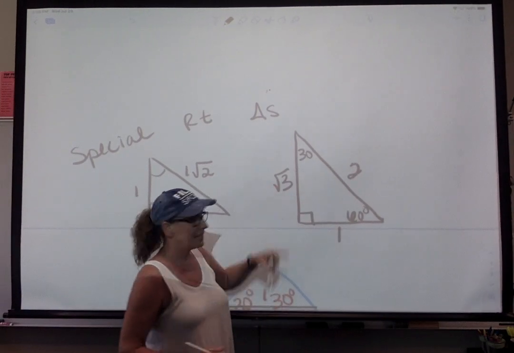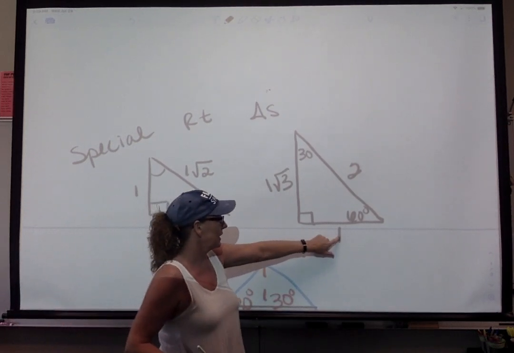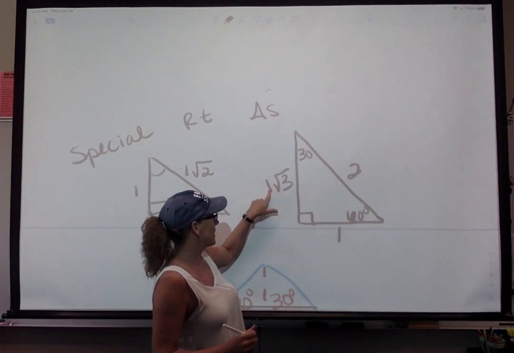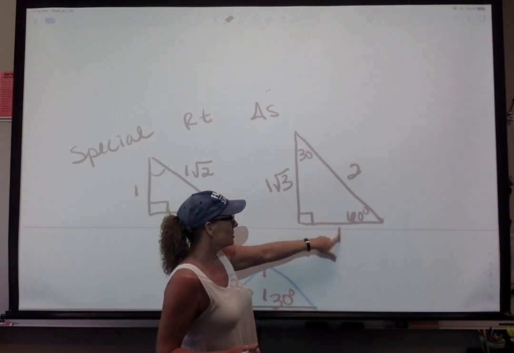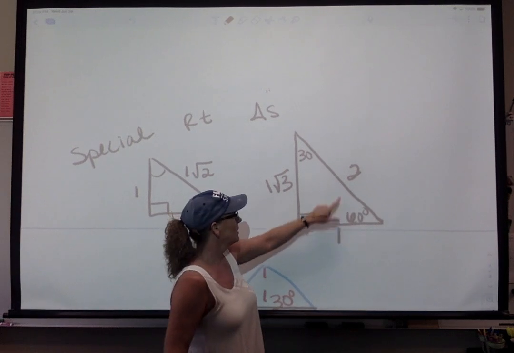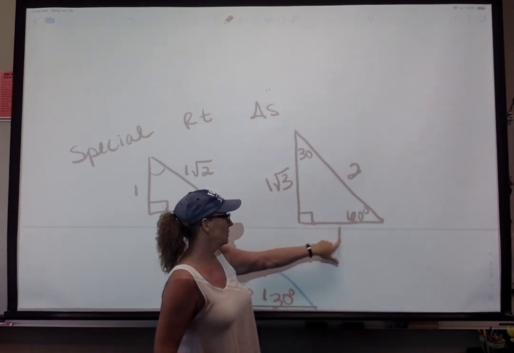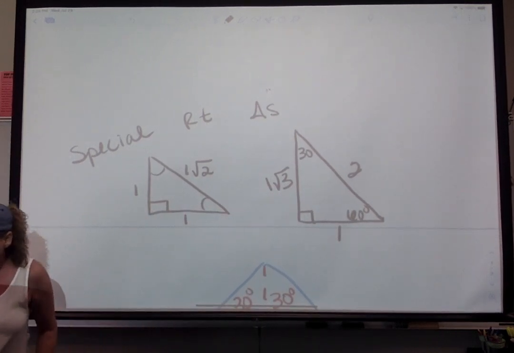Whatever the short leg is, the long leg is always that number times radical 3. So in this case, if this short leg were 6, this would be 12, and this would be 6 radical 3. Memorize those.